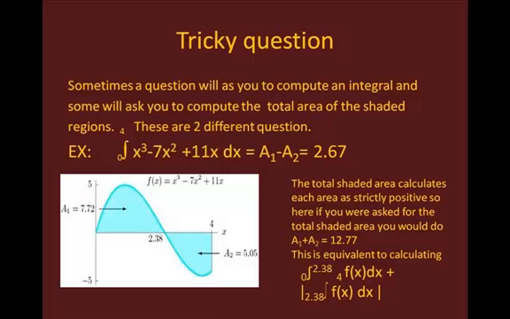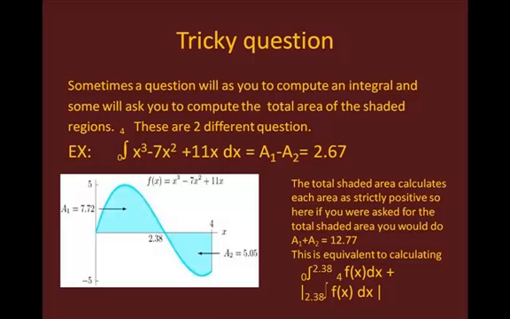straightforward on your calculator. So if we look at this function here, which is x cubed minus 7x squared plus 11x, and we want to know the area under the curve from 0 to 4, what your calculator does is it computes the positive area and the area below, and it subtracts off the area below. It knows to count it as negative. So if you were to do this on your calculator, it would spit out 2.67. And what it's doing is it's taking the area above, A1, which is 7.72, and the area below, 5.05, and it subtracts off area 2 because it's below the x-axis.